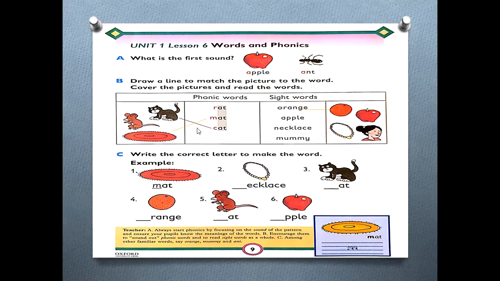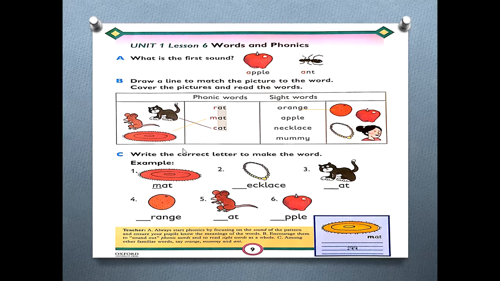In next column you can see orange is written on number 1, and I have matched orange with the picture of orange. Rest of the matching you will do by yourself. Write the correct letter to make the words. This is exercise C. Write the correct letter to make the words.